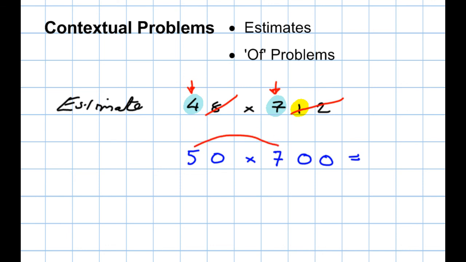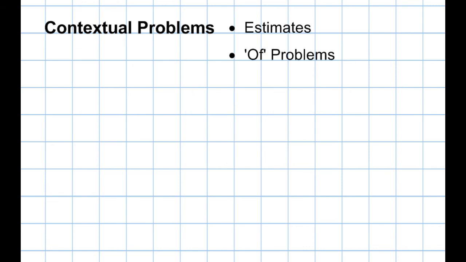5 times 7, 35. And then, let's look at the question. It's got 3 zeros, so my answer has 3 zeros. So the answer is 35,000. Look at one more estimate.